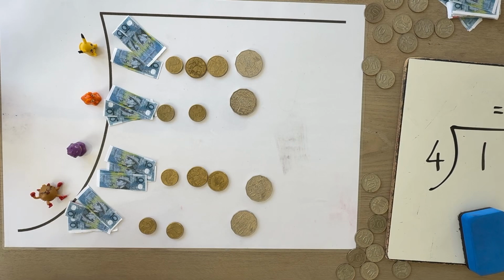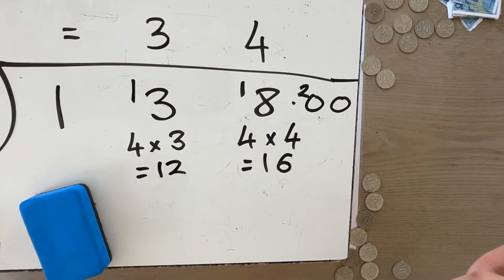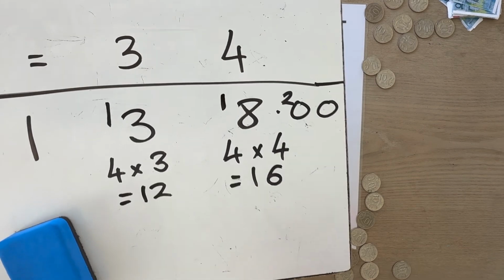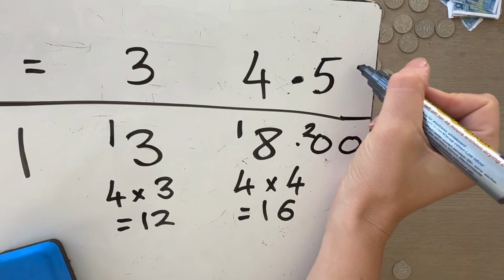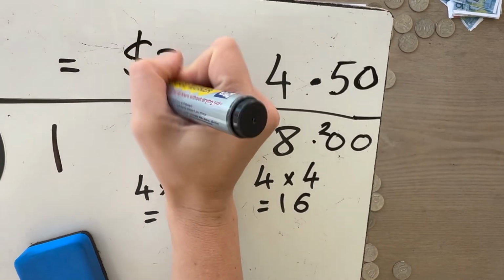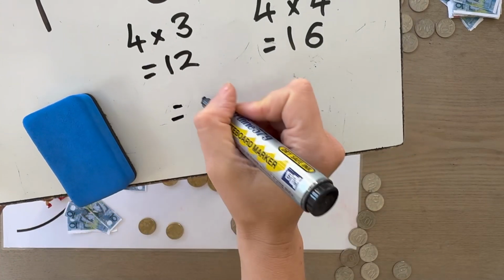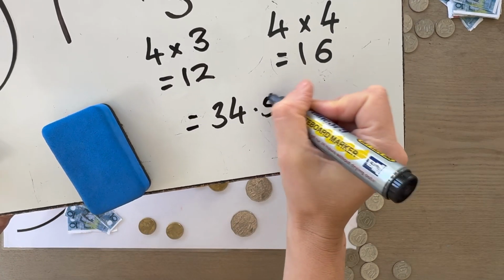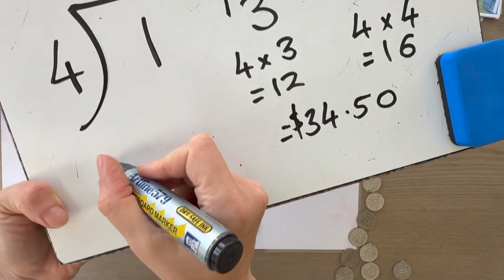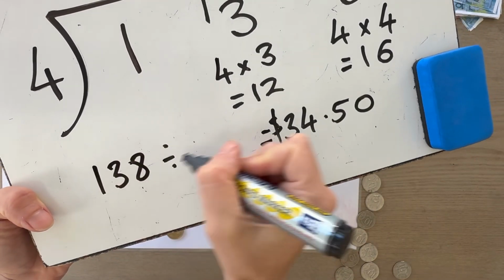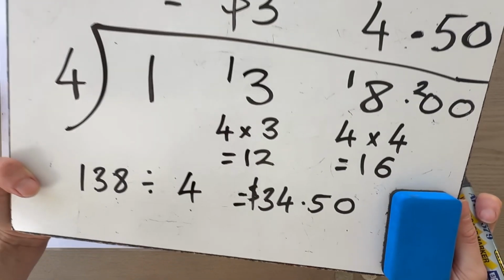That's the beauty of the cash. I sort of wanted to rename it into 10 cent coins to show you that link to how you rename in the algorithm. But really, in real life, the 50 cents conversion would have made a lot more sense. So the answer was $34.50 is what everyone got to the 138 shared between 4. So that's one way to do it with cash.